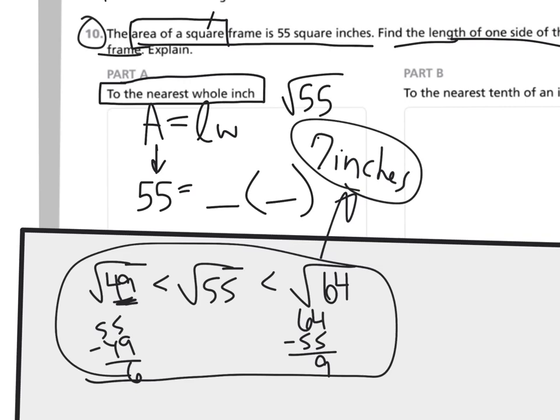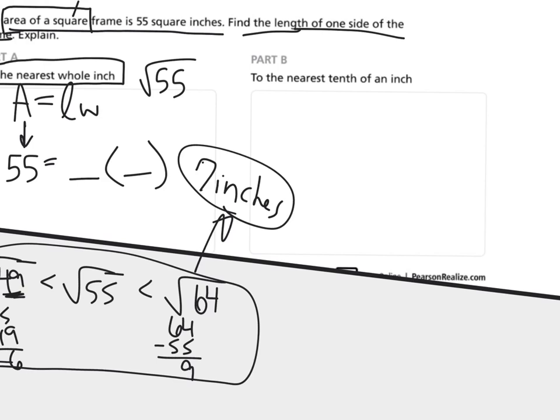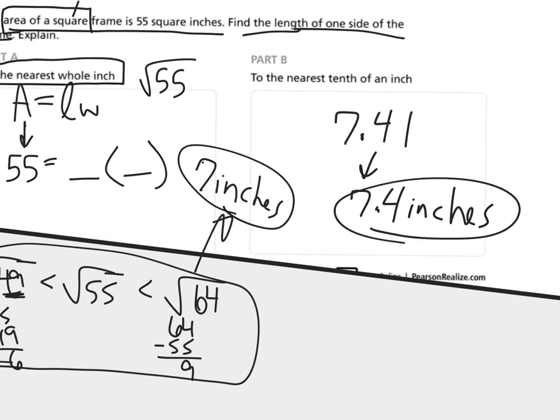The last thing is part B, they want this to the nearest tenth of an inch. For time's sake, we'll just use a calculator here. We do know it's closer to 7 than 8, so it's going to be less than 7.5. It's got to be either 7.0, 7.1, 7.2, 7.3, or 7.4. If you did that on your calculator, we get about 7.41, and so the nearest tenth would be 7.4. So 7.4 inches would be our answer for part B. This gives you an idea about how to compare and order real numbers.